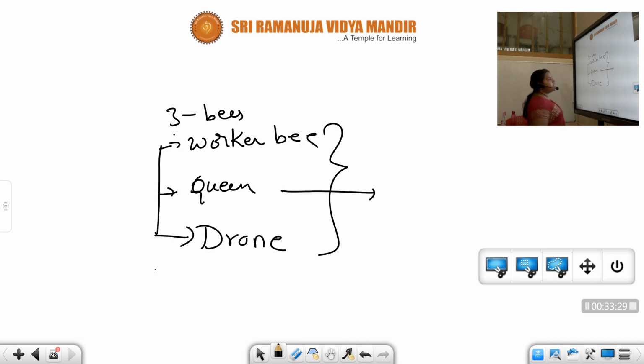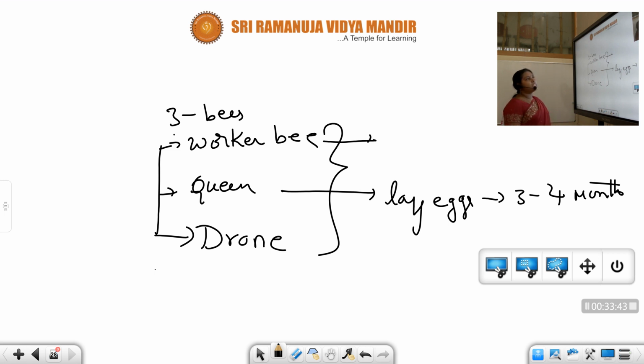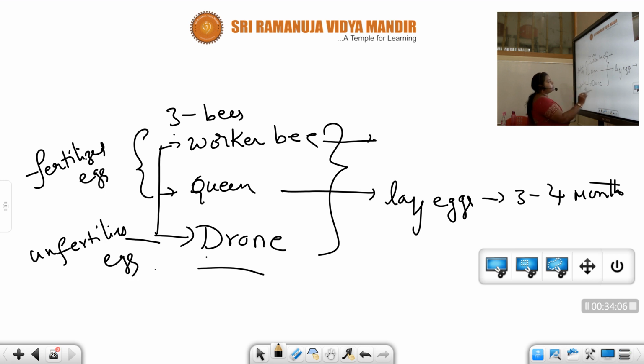So the queen bee's main duty is just to lay eggs, students, just to lay eggs, and it can survive only for 3 to 4 months. And the worker bees take care of the hive's protection. They mate with the queen bee, and they are formed from the fertilized egg. And the drone is formed from the unfertilized egg. This is about the drone, worker bee and queen bee.